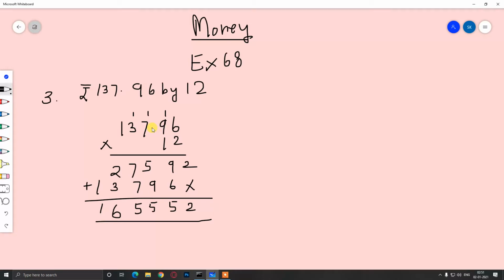After decimal how many places are there? 1, 2. So from the right hand side 2 decimal places will come here. So this will be your answer. Okay, answer will be what? 1655.52. This will be the answer.